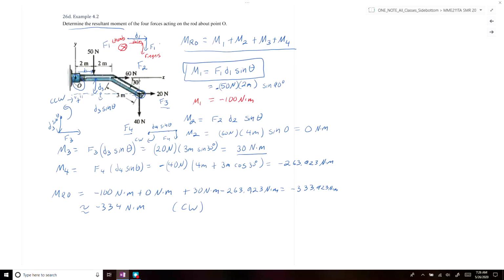So that concludes all our lectures on moments, calculating a moment about a point in 2 dimensions and also in 3 dimensions using Cartesian vectors.